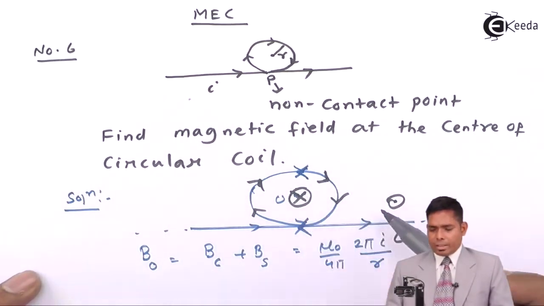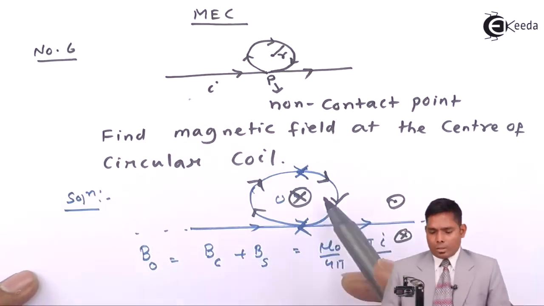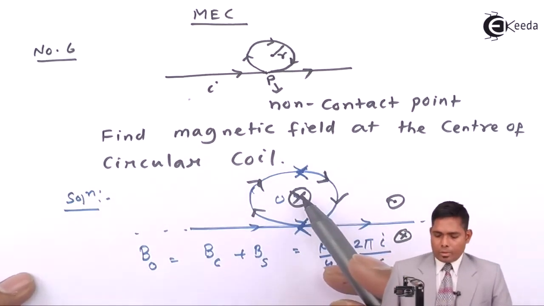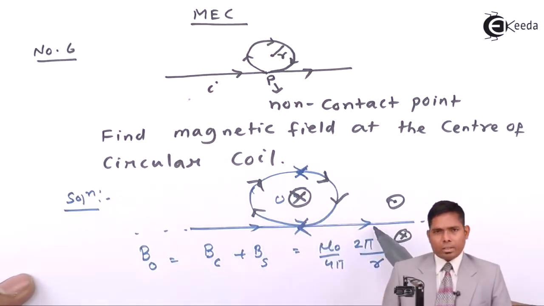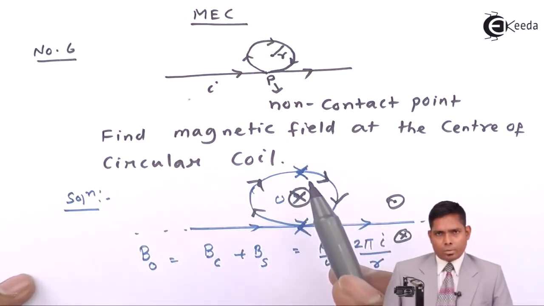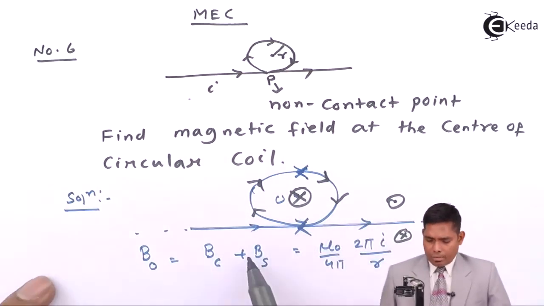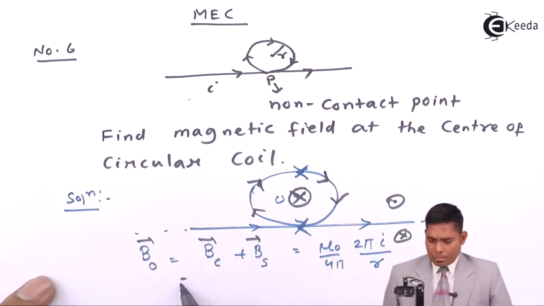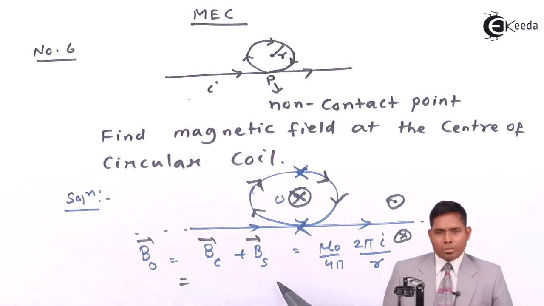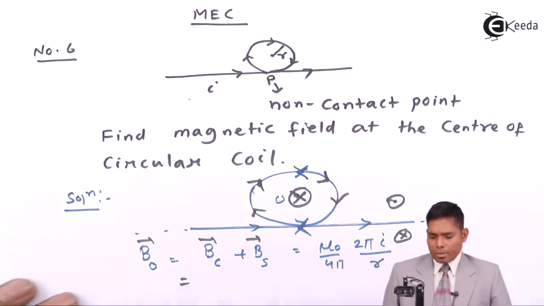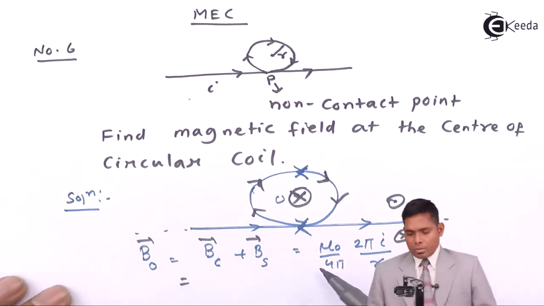So here you can see that there is a change in direction. That is because the coil's field is into the plane and the straight conductor's field is upward. So we will have subtraction. Anyone I can call positive, anyone I can call negative. Suppose upward is positive, so therefore this will be negative. In terms of vector, this is negative, so I write minus.